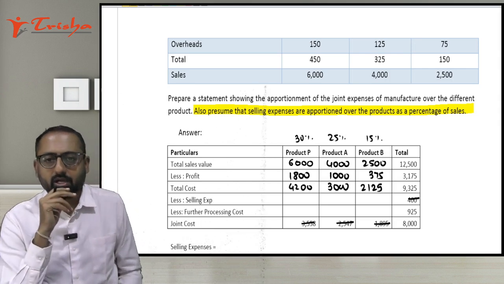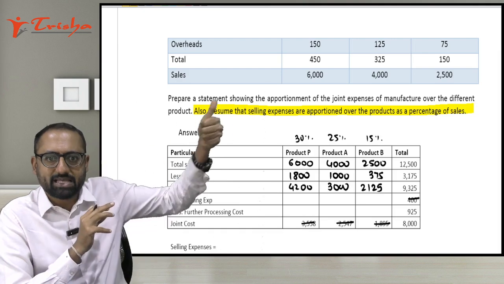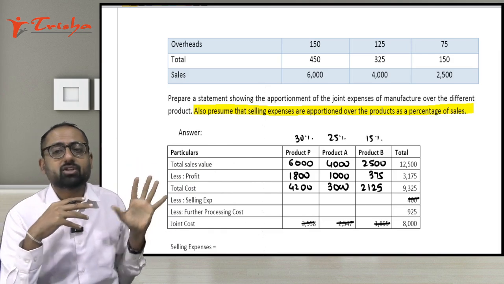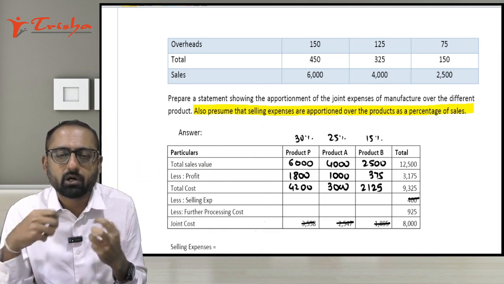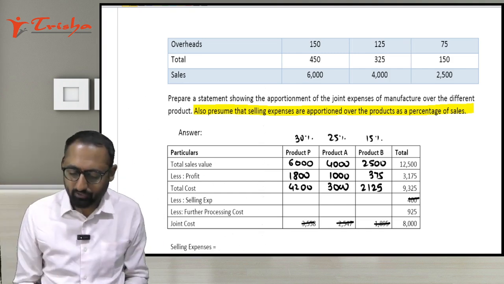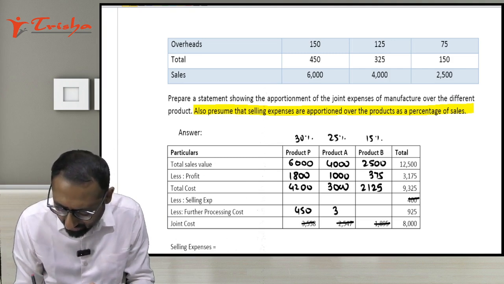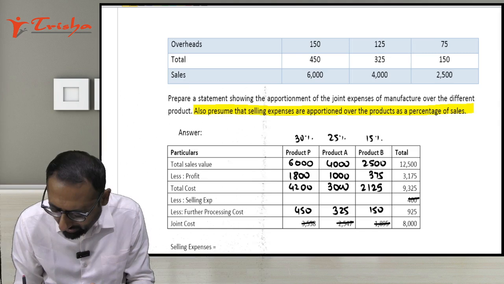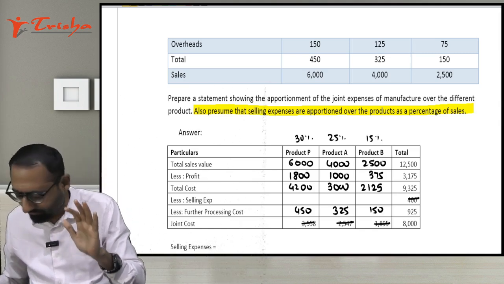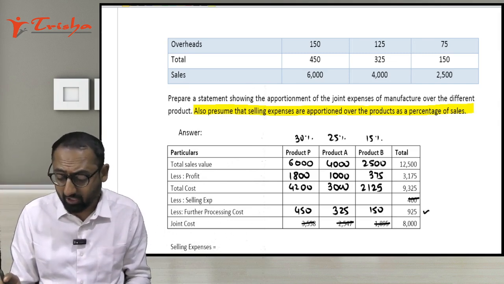Now I told you there can be a hidden adjustment of selling and distribution expenses. Here selling and distribution expenses are to be apportioned, but the amount is not given. How to work that out? I told you, take a total of the further processing cost. Now, how much is your further processing cost? 450, 325, and 150. Total is 925. 925 is your further processing cost, right?